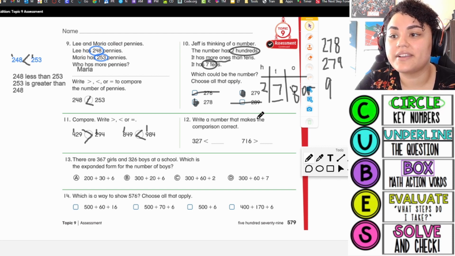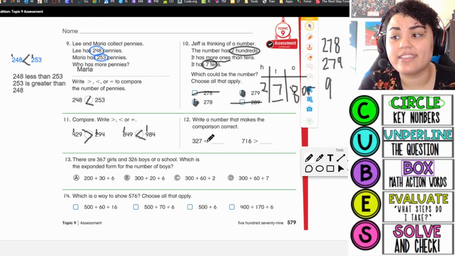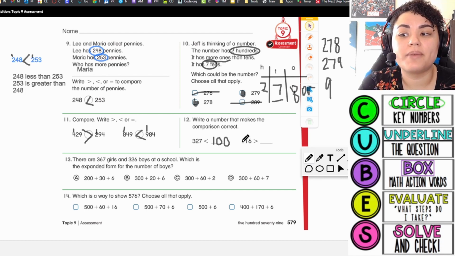Okay, write a comparison number that makes the comparison correct. So 327 is less than what number? You could write any number. What's smaller than 327? 127, 227, 100, 1, anything that's less than 327. So we can write 100 here.